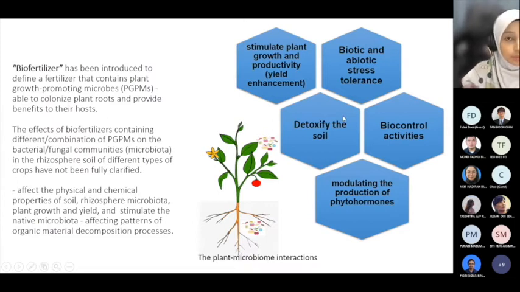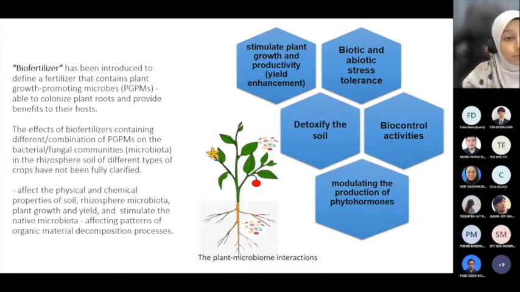Okay, so these are the advantages of these PGPMs, right? They stimulate plant growth and productivity, which leads to yield enhancement, biotic and abiotic stress tolerance, detoxify soil, biocontrol activities, and modulate the production of phytohormones. So meaning that it provides better conditions or environment for the plants.